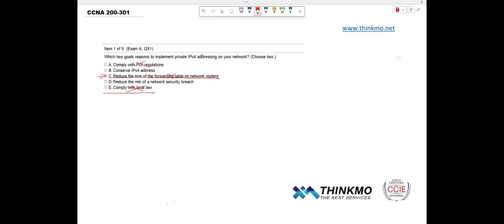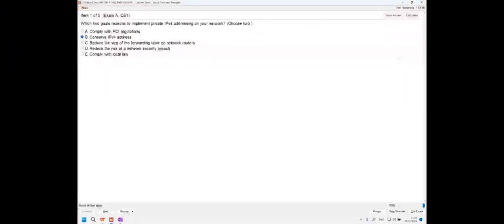The correct answer is this: to conserve IPv4 addresses. And also, this one is to reduce the risk of network security vulnerabilities. So choose options B and D. Let's look at the correct answers. B and D.